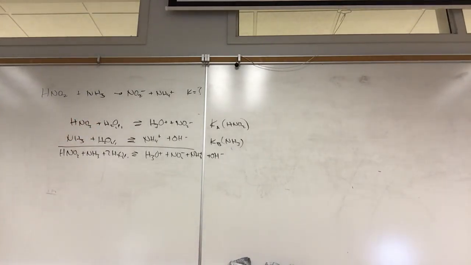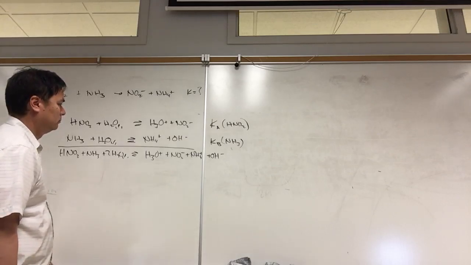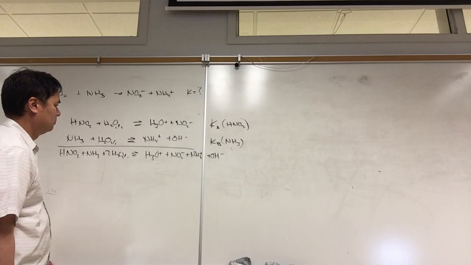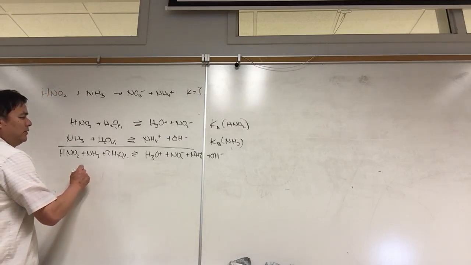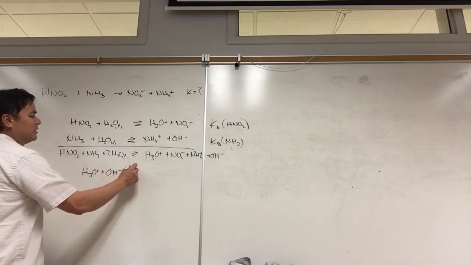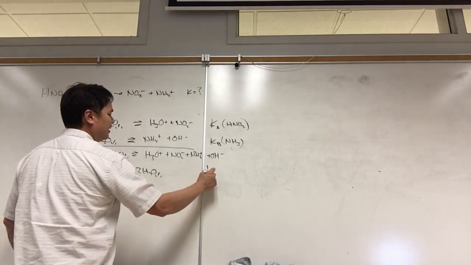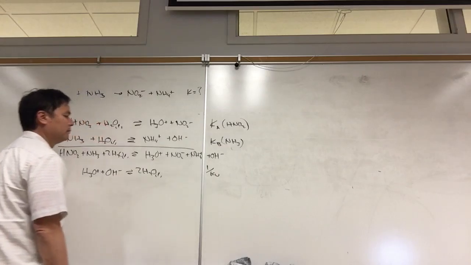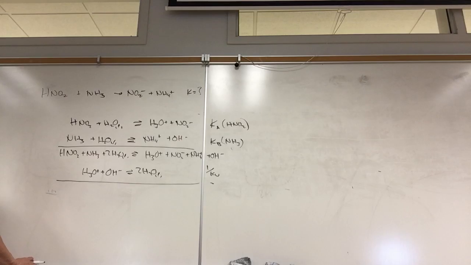Wow. Why do we have to add it? Trying to figure it out. Then if we take an H3O+ and an OH-, this is going to give us 2 H2O liquids. This is 1 over Kw. And then add that. Adding more equations?